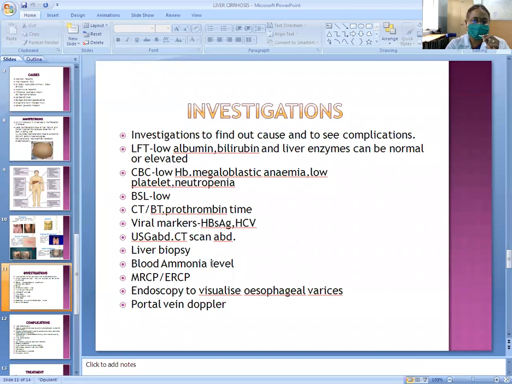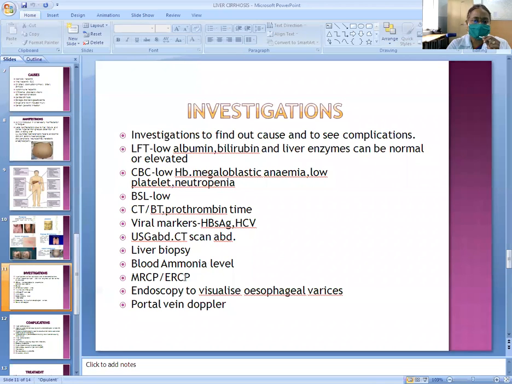And blood ammonia level. Ammonia is a toxic product of protein metabolism, which is detoxified by the liver and converted to urea. But if there is liver cirrhosis, your liver is not able to convert this ammonia to urea, which is then excreted in urine. So in liver cirrhosis, blood ammonia level is increased. And this increased blood ammonia level hampers your brain functioning, and that results in hepatic encephalopathy.